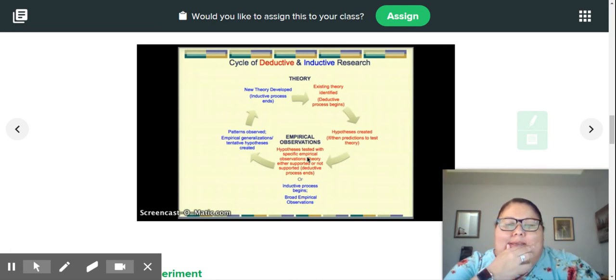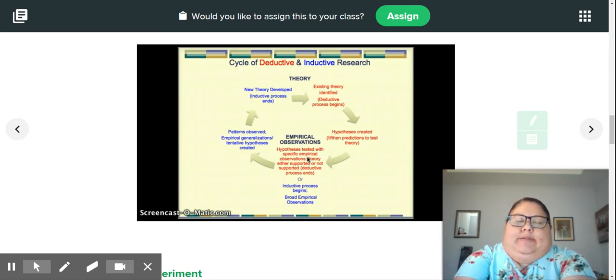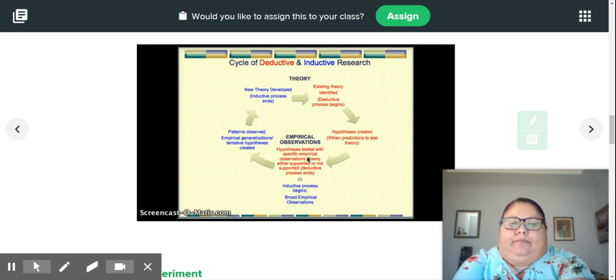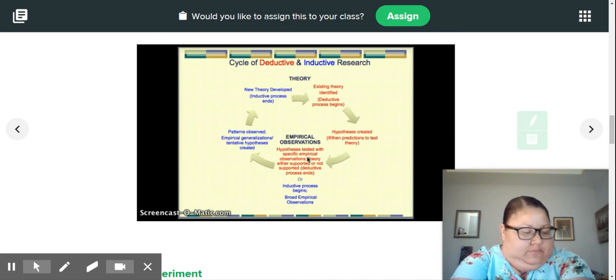In contrast, inductive logic is sometimes referred to as bottom-up logic. Here, researchers start with making broad empirical observations. The goal here is to build theory, not to test it. Often, not always, inductive research involves qualitative data. So looking at a few cases with an eye towards deep, nuanced, and meaningful understanding of those cases.